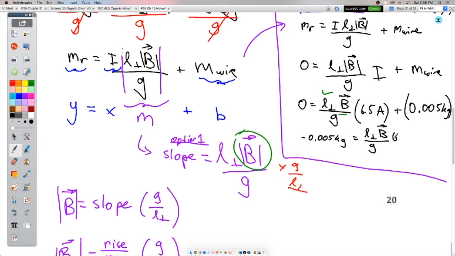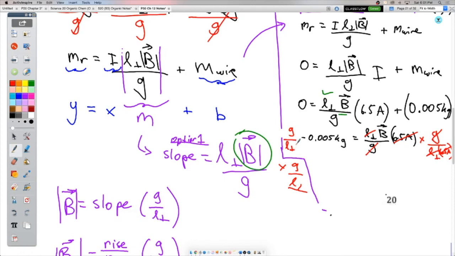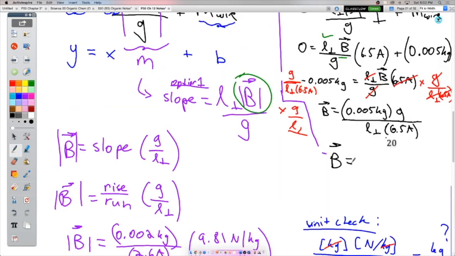LB over G times 6.5 amps. Now I'm going to go ahead and do this all in one step. I'm going to multiply by G to get rid of that in the denominator, and then divide by L perpendicular times 6.5 amps, just doing that to both sides. You end up getting that the magnetic field strength is equal to 0.005 kilograms. Again, just dropping that negative here. If we were subtracting it, that would be different, but since we're just multiplying, we don't have a negative magnetic field. That wouldn't make any sense. Times the gravitational field strength, all divided by the perpendicular length and 6.5 amps, which, plugging everything in, over 0.78 meters times 6.5 amps.